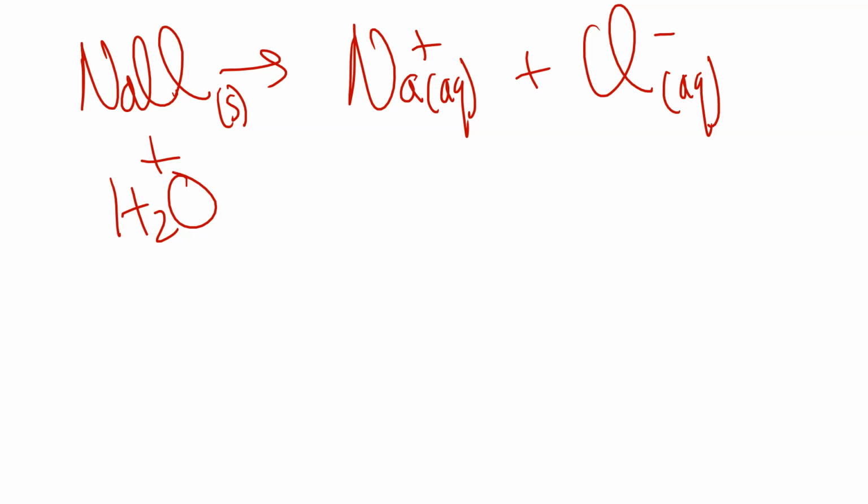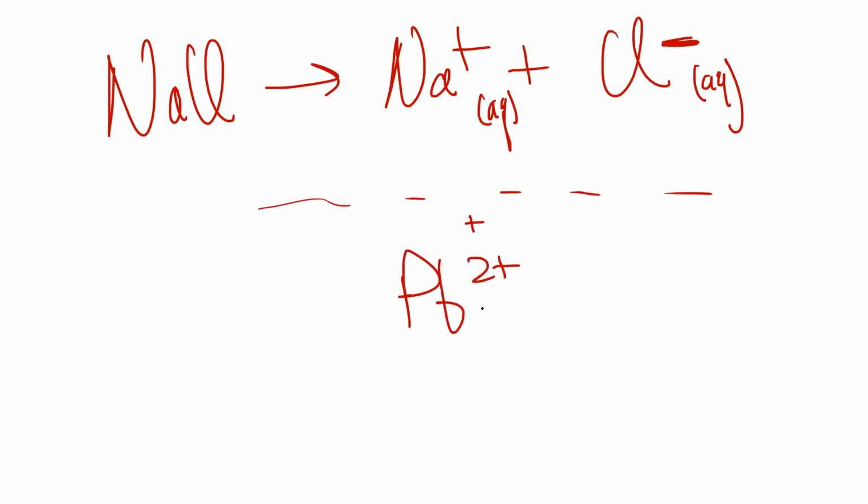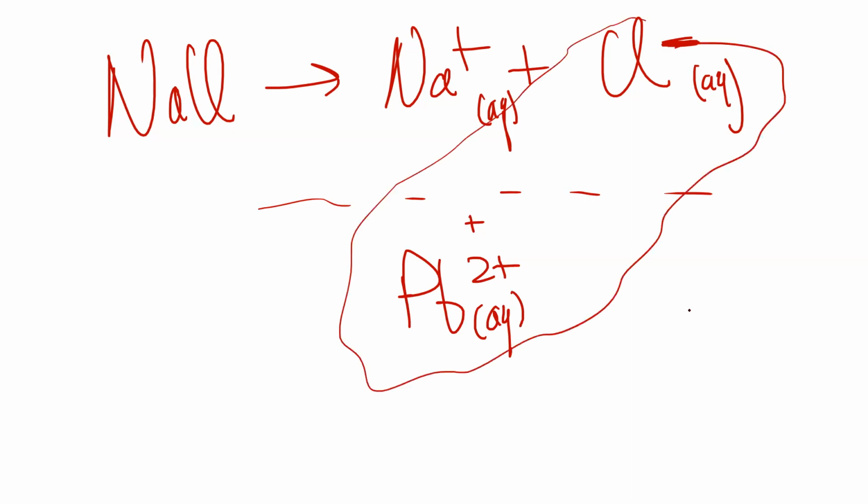Okay, so rule 3: chloride, bromide, and iodide are soluble unless there is lead 2, silver, or mercury 1 in solution. What that looks like is, if you had sodium chloride and it broke apart into sodium plus and chloride minus, and these were aqueous, and then along comes a lead 2 plus that's aqueous, these come together and form a precipitate of lead 2 chloride solid.